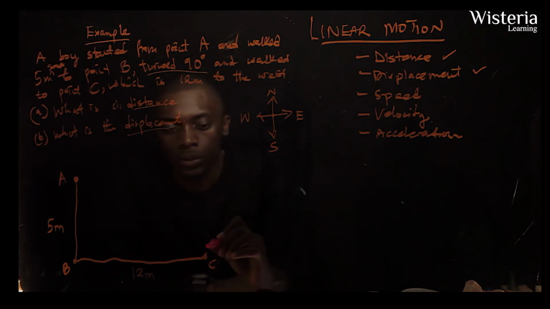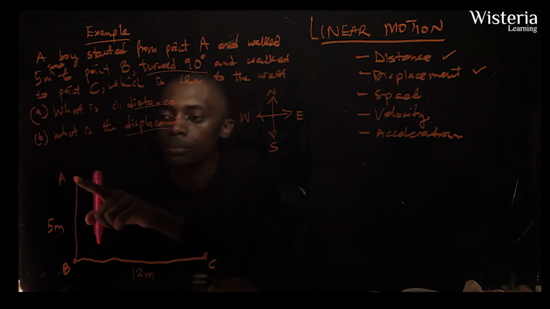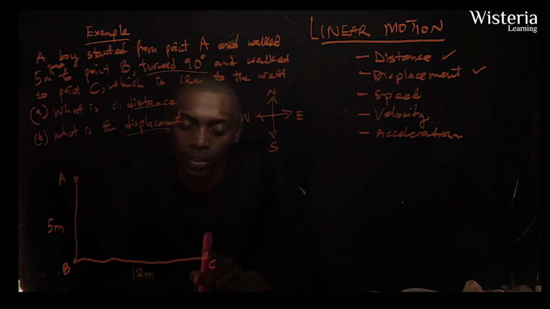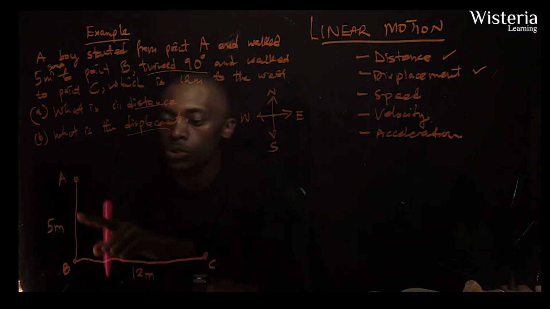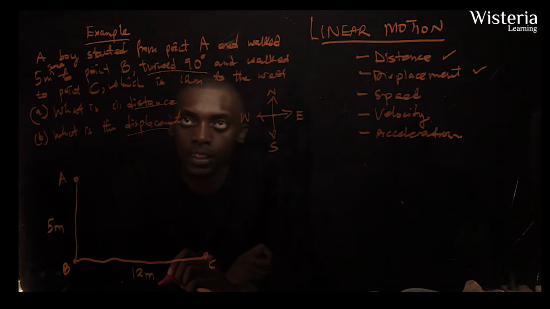So therefore we can now conclude that this boy actually started at point A and ended at point C. But in order to get to point C, he had to go to point B, then went to point C. I hope that is clear enough for you to relate with that question.